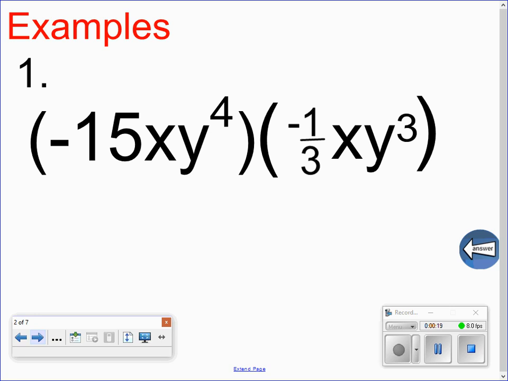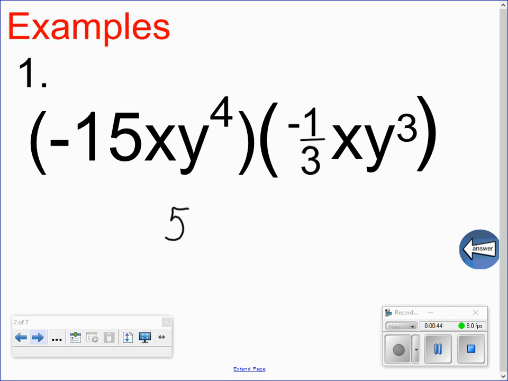Okay, if we look at example number 1, we're multiplying monomials. So remember that when we multiply monomials, we multiply the coefficients together, and then we add the exponents above the variables. So negative 15 times negative 1/3, that would be 1/3 of 15, which is 5, because both of them are negative, and negative times a negative would be a positive. So what we would end up with is positive 5.